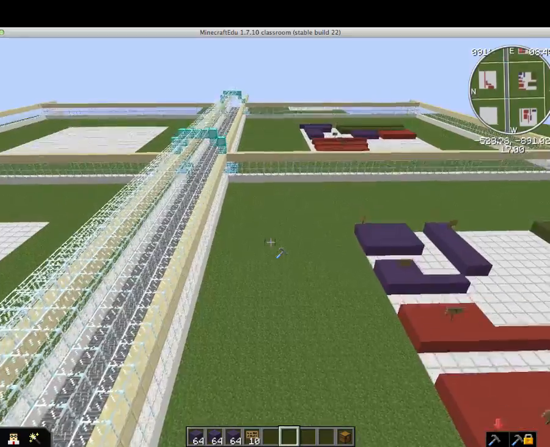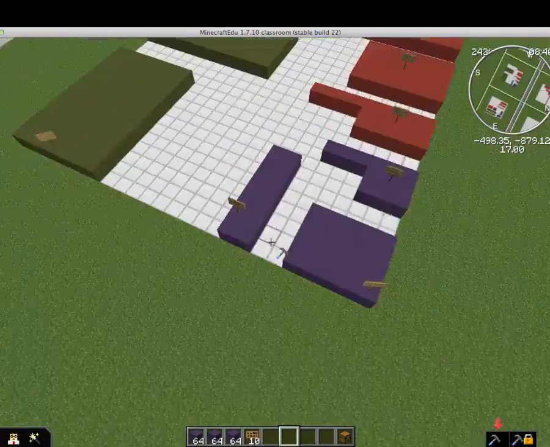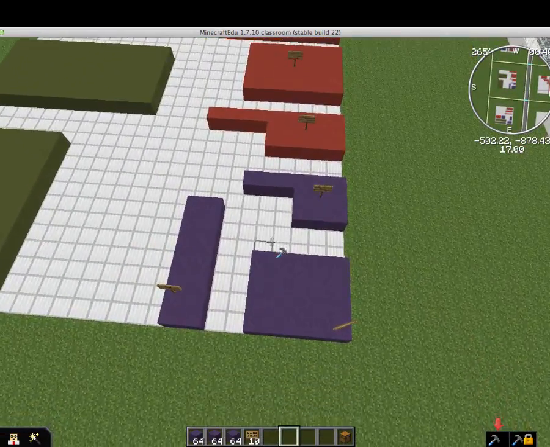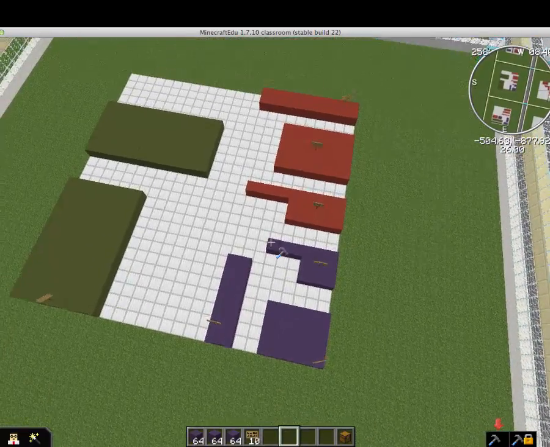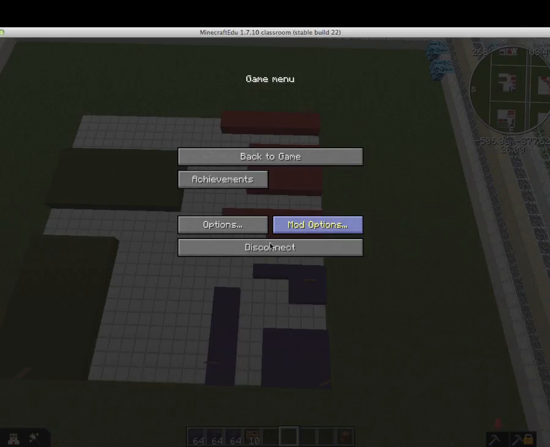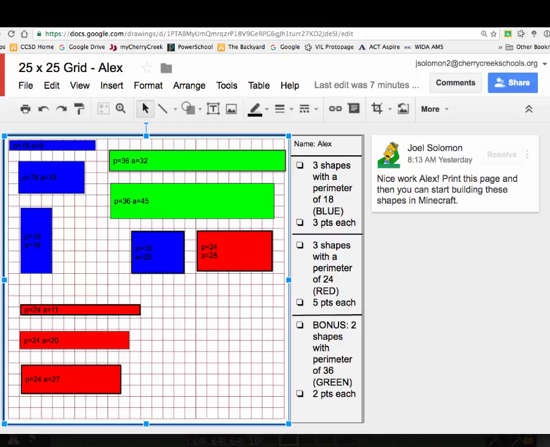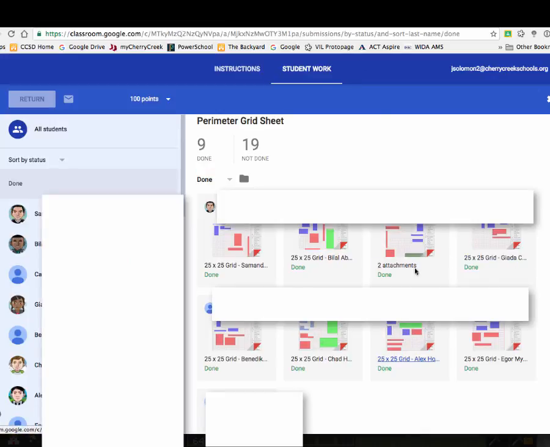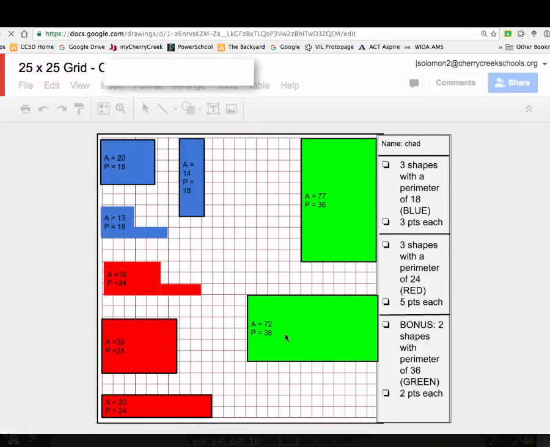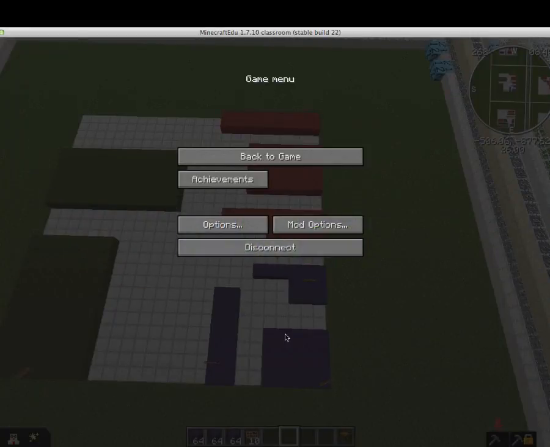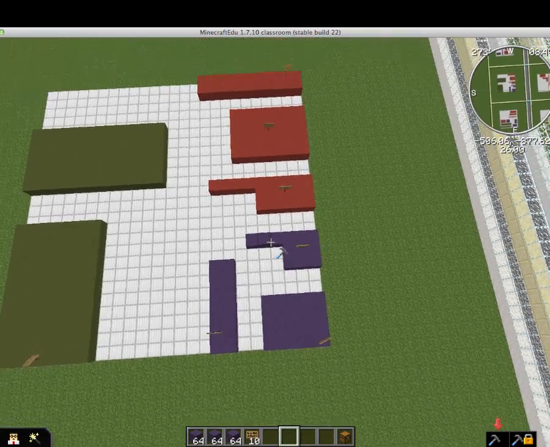This is number 12. Okay, so you can see that some students took it a little step further and drew shapes that weren't just rectangles. So that's our friend Chad. And if we go into Google Classroom and I look at what Chad did, I can see his shapes. Okay, and then I go into Minecraft and I can see how he created those.